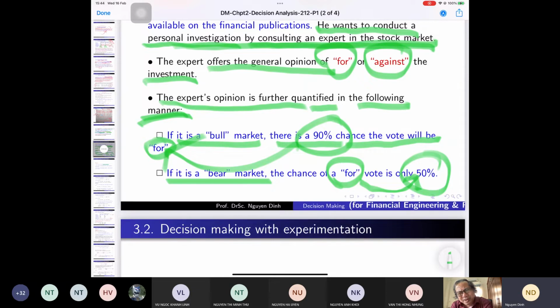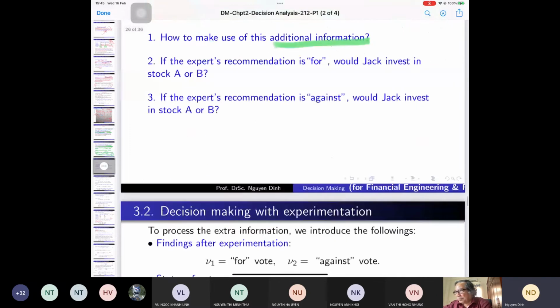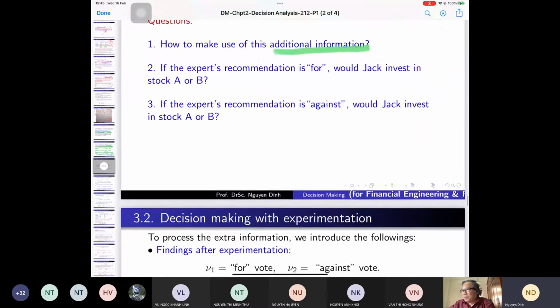What's your investment? Okay. Oh, sorry. Here, if the expert's recommendation is 4, then Woodcheck will invest in A or B. And if his recommendation is just 4 or against, if he says against, then which stock should he invest in?